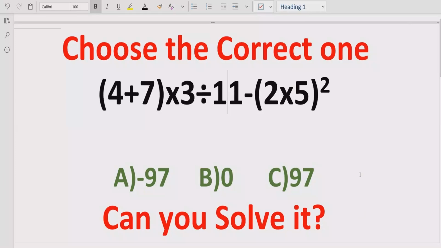Today we will solve another quiz which is related to arithmetic expression. The quiz contains the basic operations plus, minus, multiplication and division. So we have to solve this quiz using the PEMDAS and BODMAS method and find out the correct answer. In the answer list, we have three answers. A is minus 97, B is 0, and C is 97. So let's see after solving it which answer is correct.